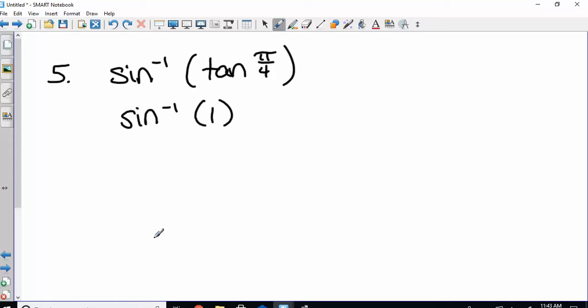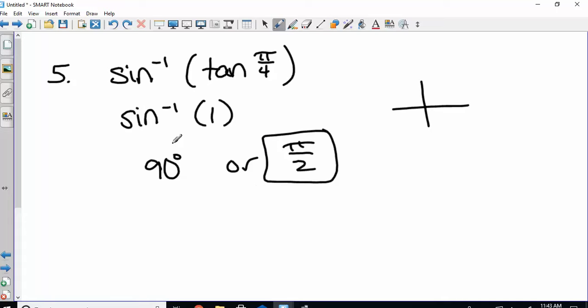This is a unit circle question. If you need it, I will give you a blank unit circle on the test, but you can't have a filled out one, so you have to be able to fill it out if that will help you. On the unit circle, sine is your y, so when is y equal to 1? At 90. So you could say 90 degrees, or you could say pi over 2. Either of those is fine.